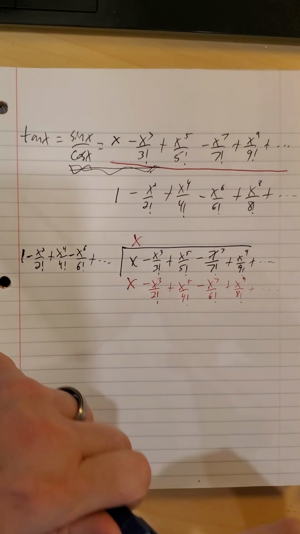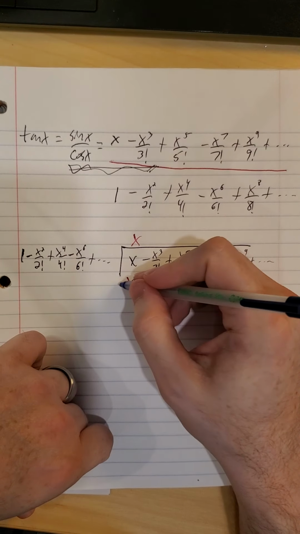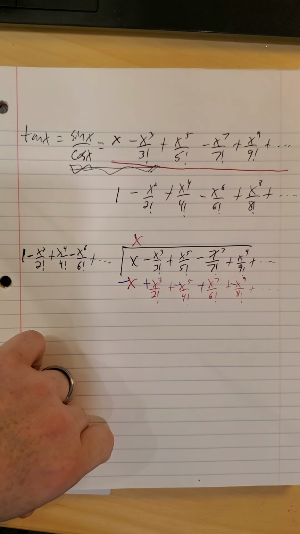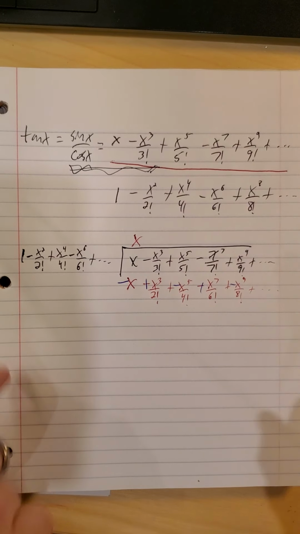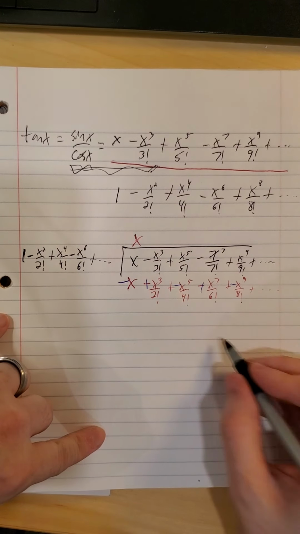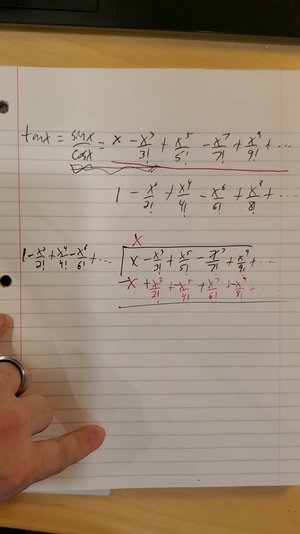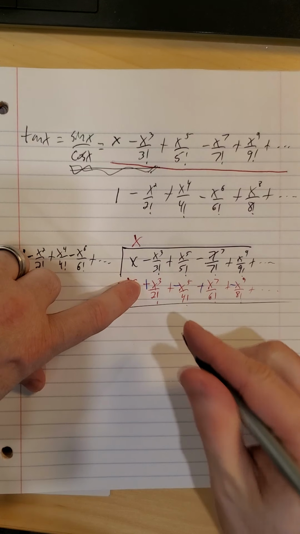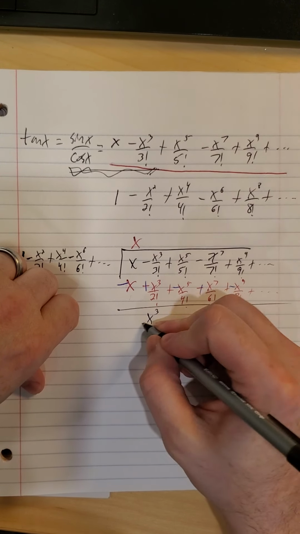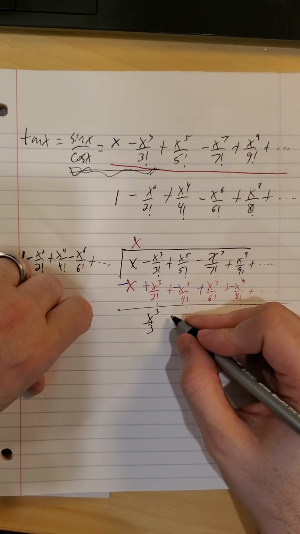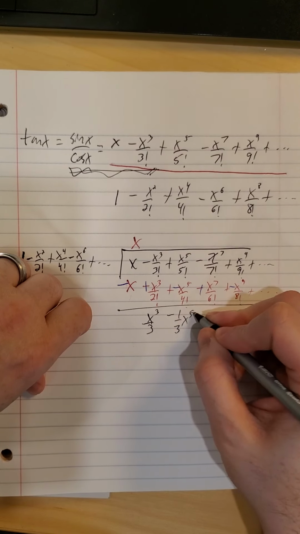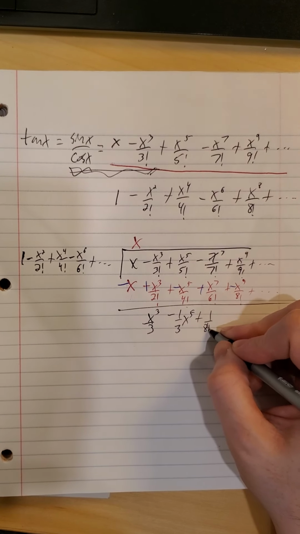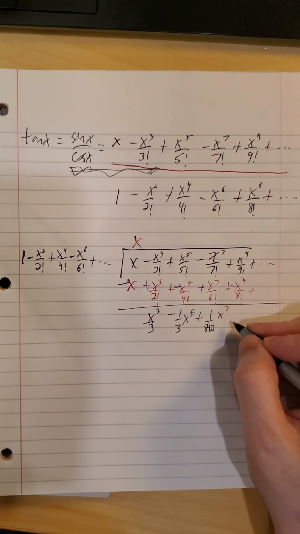Remember, we're doing long division though, so once I do the multiplication, I subtract, which changes all of those signs we just wrote down. And I'm just going to do the first few of these. So the x's drop out. We have minus x cubed over 6 and plus x cubed over 2. So that would be x cubed over 3, then minus 1/30 x to the 5th, and plus 1 over 840 x to the 7th.